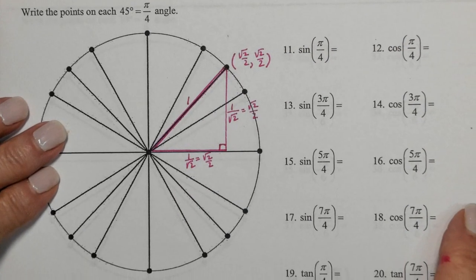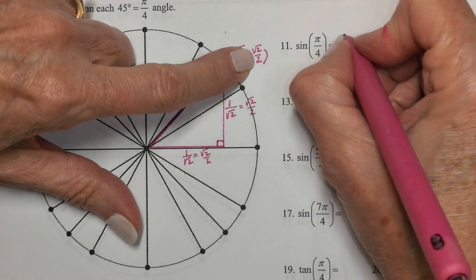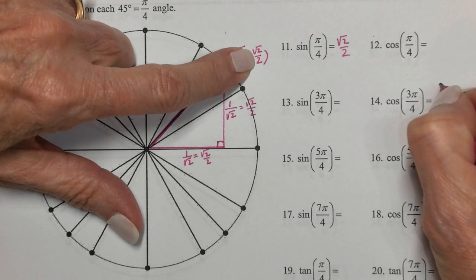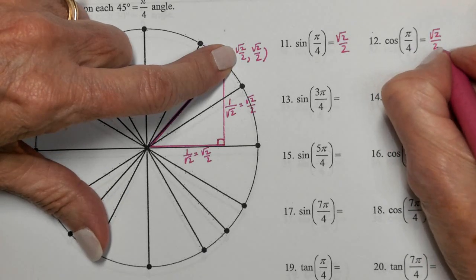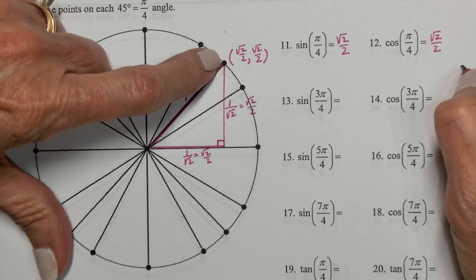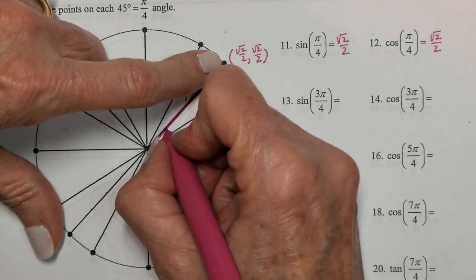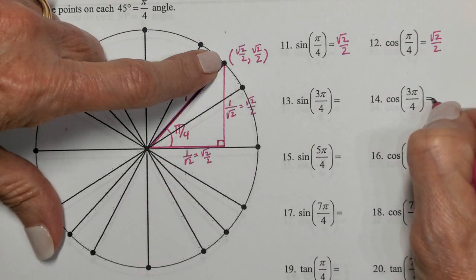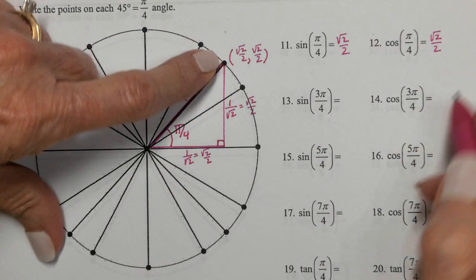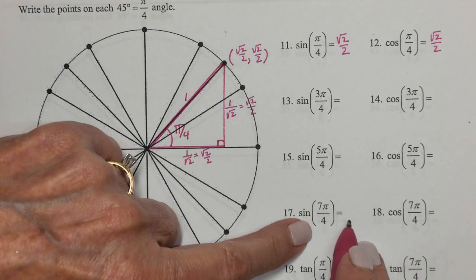Therefore, sine of pi over 4 is the y-coordinate, that is square root 2 over 2. Cosine of pi over 4 is also square root 2 over 2. They are identical. At pi over 4, they are identical. Now, what about the pi over 4 angles in the other quadrants?